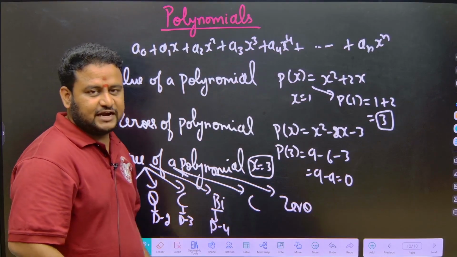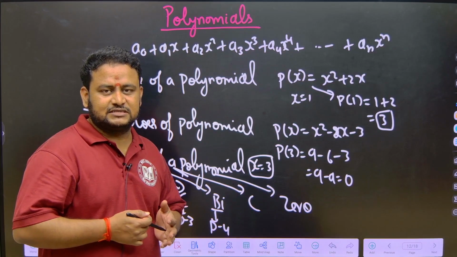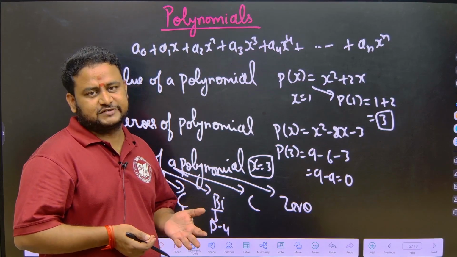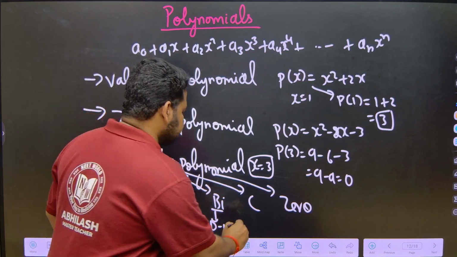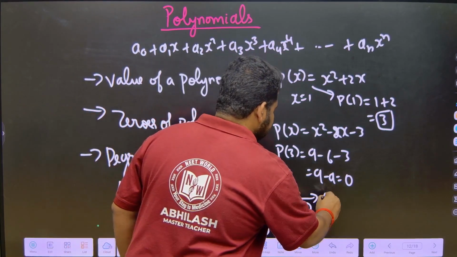That is, if I write 5, 2, 3, something like that, where there is no variable, that can be written as 5 into x to the power of 0. Their degree is 0. Zero polynomial is where 0 is the only value that is there.